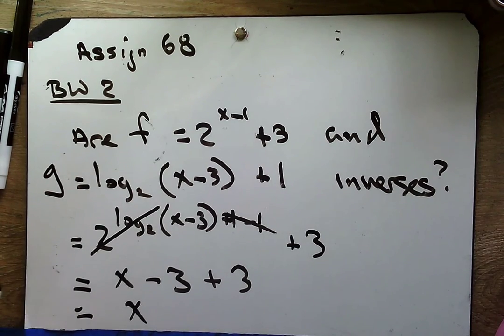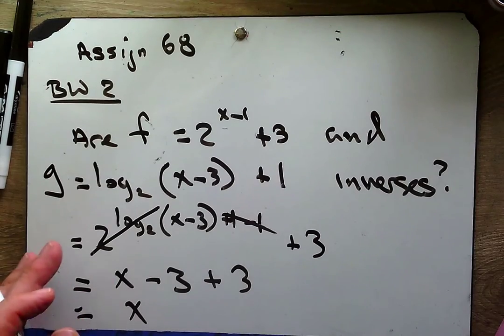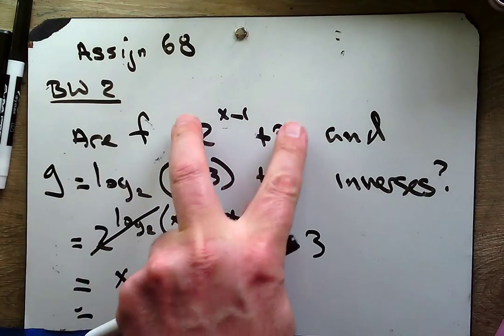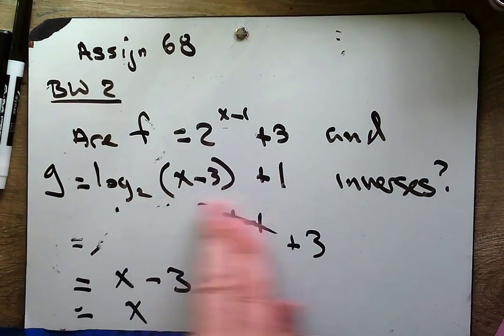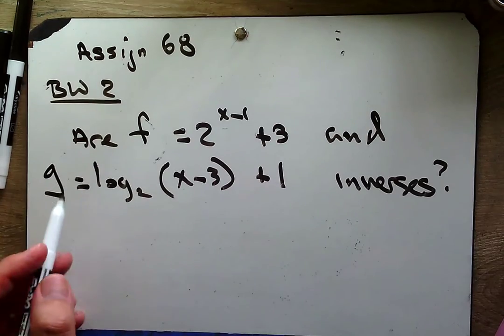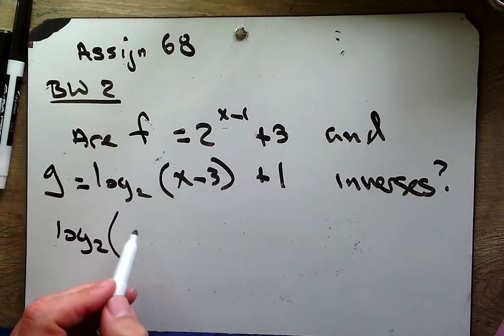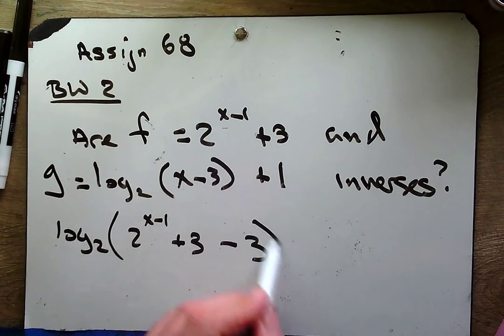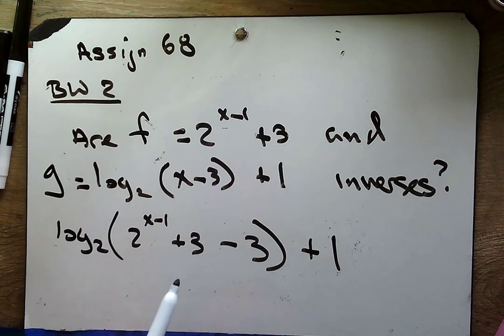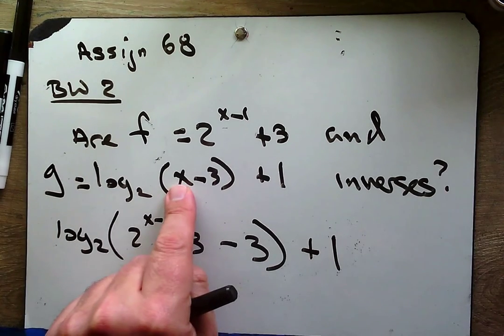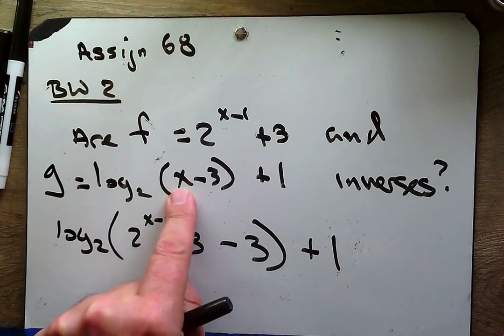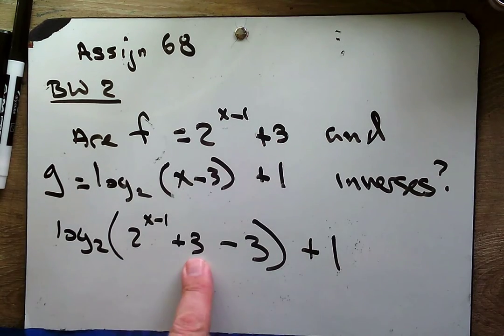Wow, well, that wasn't so horrible, and it turns out that I got x by taking this and plugging it in there. What if I take this and plug it in there? Let's see what happens. So we're going to have log base 2 to the x minus 1 plus 3 minus 3 plus 1. Okay, so we replaced this x. So we still have that minus 3 and that plus 1. We replaced this x with all of this stuff. Okay, well, I combine like terms and those go away.